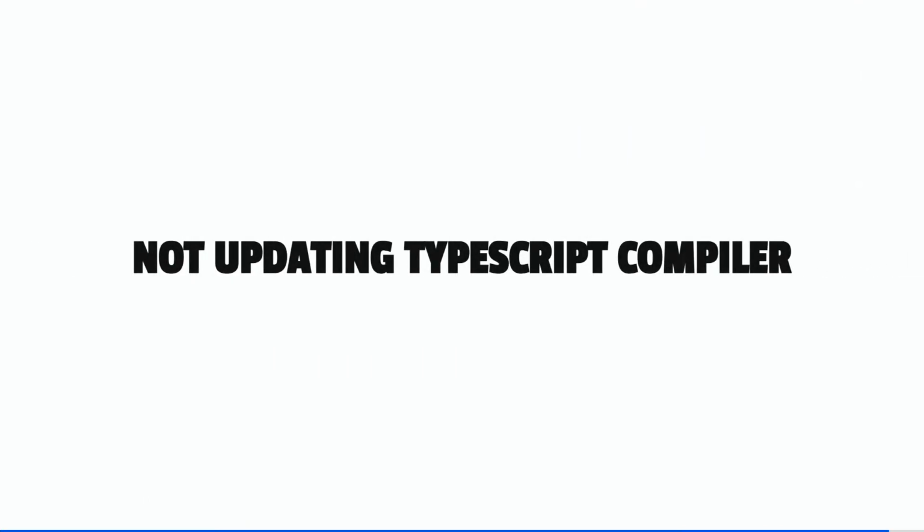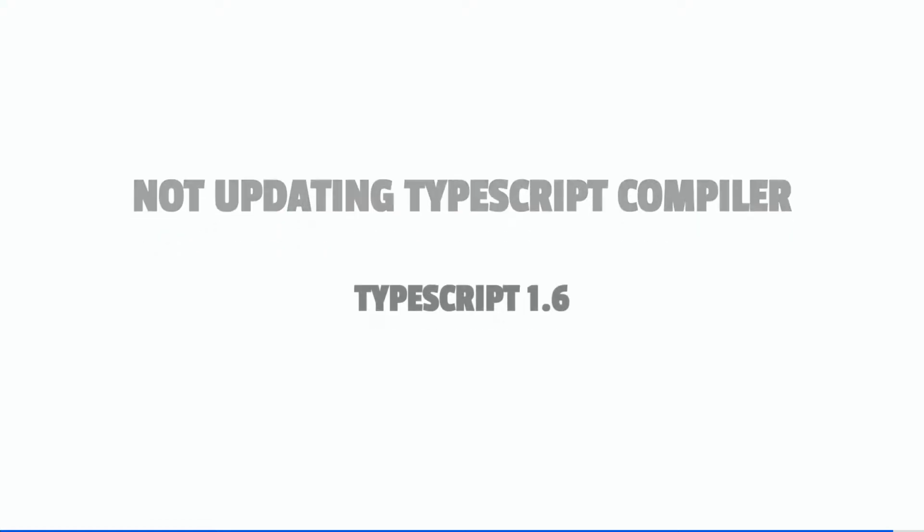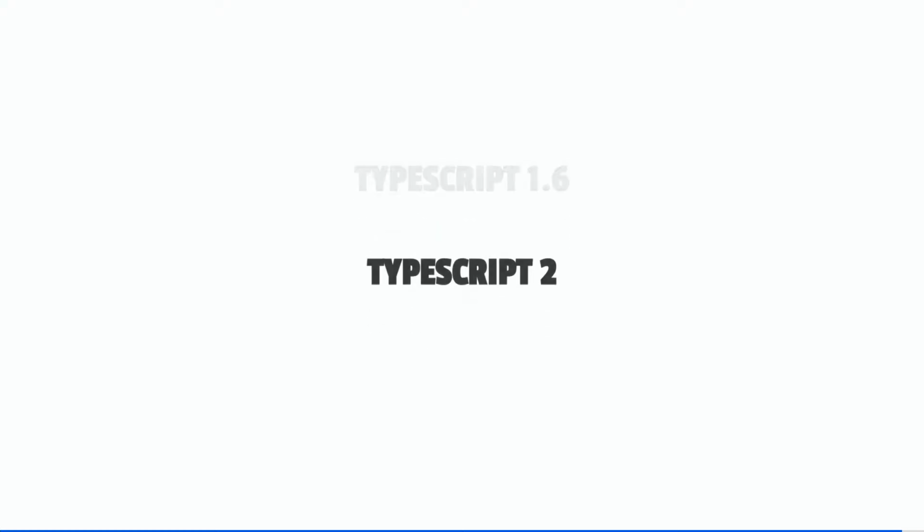And the last one, not updating TypeScript compiler frequently enough. So with each version, TypeScript brings more great features. It's one of the projects where I'm genuinely happy to see a new version. TypeScript 1.6 introduced TSX file extensions and enabled us to write JSX code. This was the time where TypeScript developers switched to as instead of angle brackets for the type assertion.